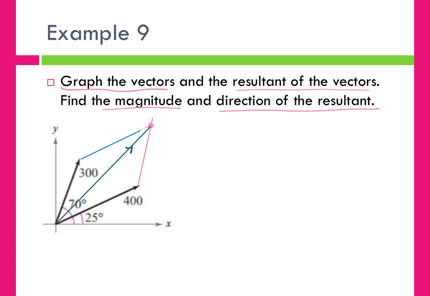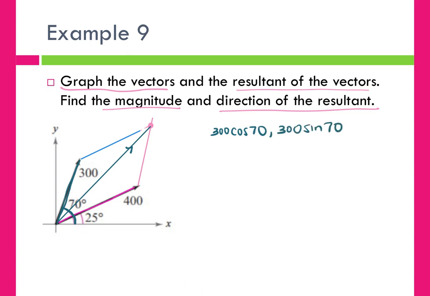So I'm going to find the component form of each of these vectors. Then I'm going to add them together. Then I'm going to find the magnitude and the theta based on that. So I'm going to start with the 300 one. 300 has the angle 70. So it would be 300 times the cosine of 70 and 300 times the sine of 70.